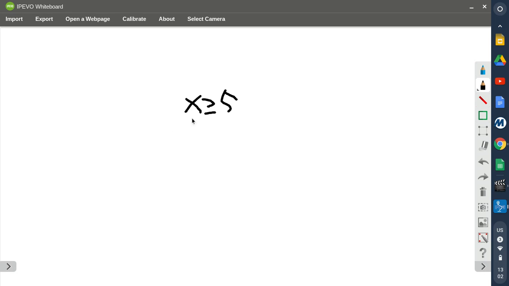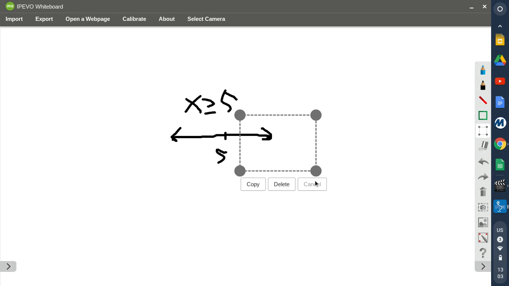So, you have your number line, which goes like this. And I'm just going to put 5 on here. And so it's saying x is bigger than or equal to 5. So it's everything to the right of 5. Oopsies. Didn't mean to do that. Okay, so everything to the right of 5.